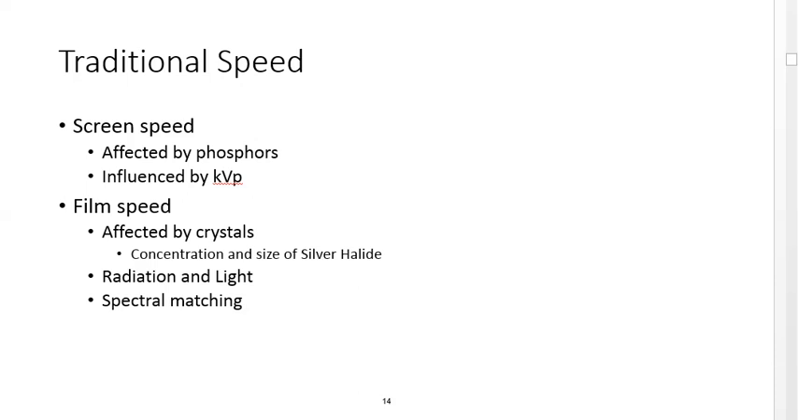So in addition to screen speed, we also had film speed. And the film speed was affected by the crystals. This is a lattice of silver. So what we had is silver halide crystals, and as far as the film speed goes, what we were really looking at there was the law of averages. The crystals were very, very small, and again, exposure through X-ray to the crystals required photoelectric interaction, but they were also sensitive to light.